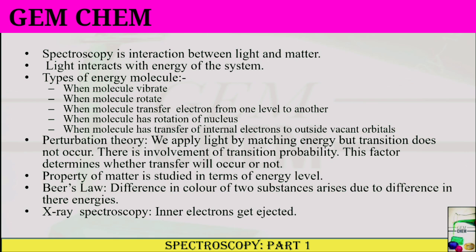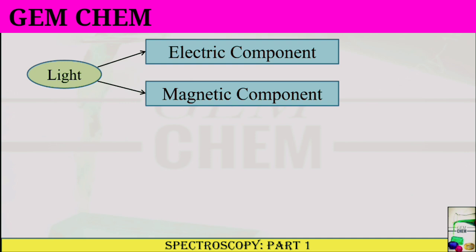So from here we can understand that for spectroscopy, interaction of light and matter is important, where matter can be considered as molecule and atom. So we need a detailed concept about light. When we talk about light, light has two components. One is electric component, another is magnetic component. So while using the light for spectroscopy, we generally use a polarized light which has only one component in it.